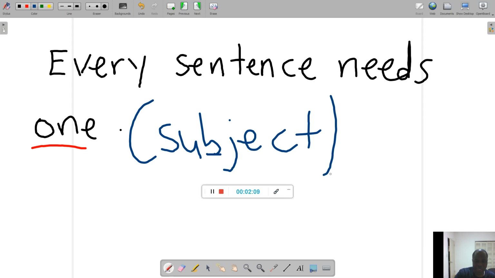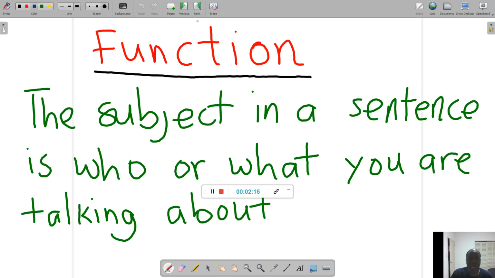Let's move on to our next. It's very, very important. Every sentence must have a subject. And our next is we are looking at the function of a subject. What does it do? The subject in a sentence is who. Very important. Who. That's a person. Or what.